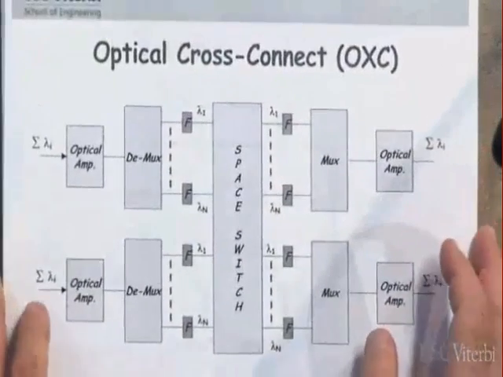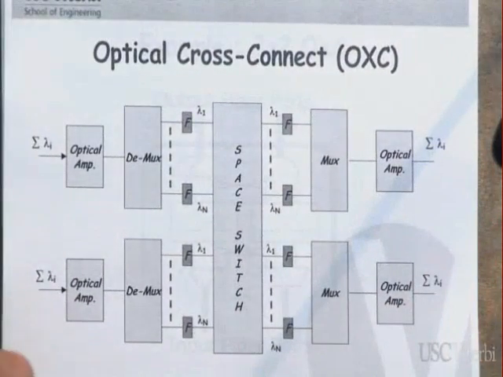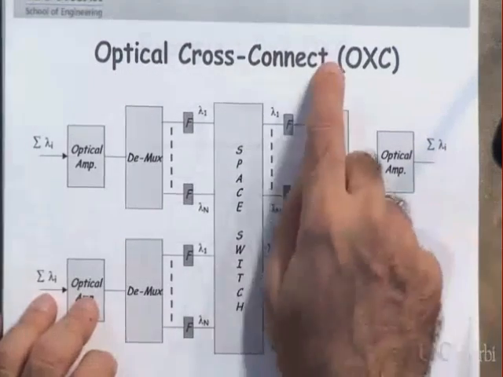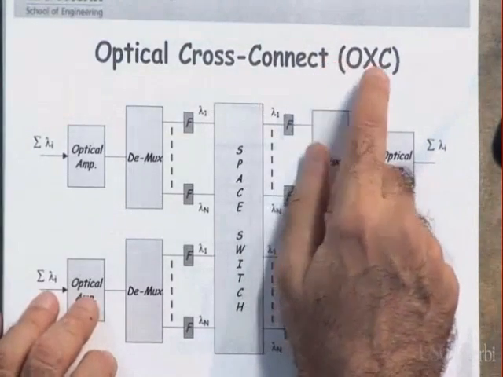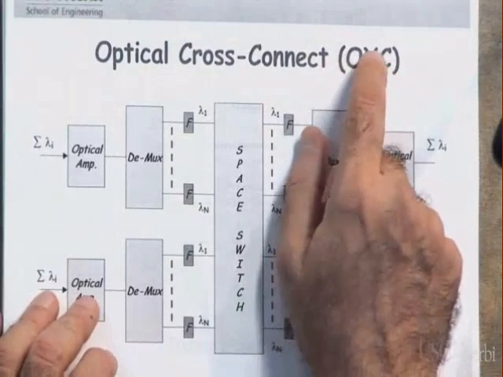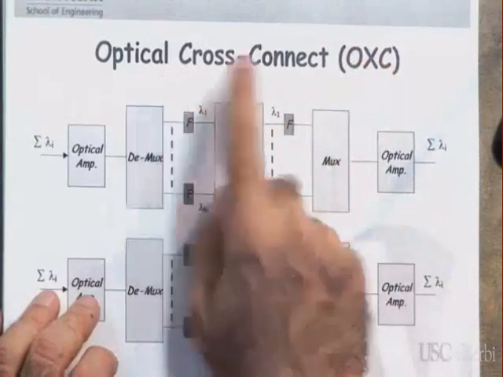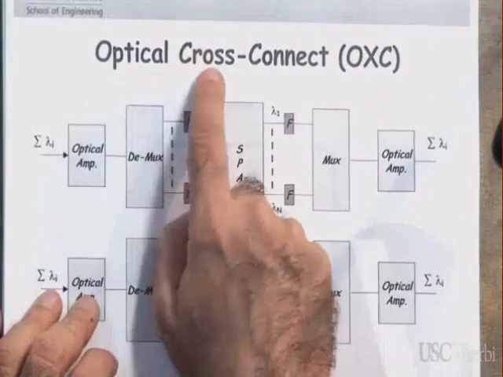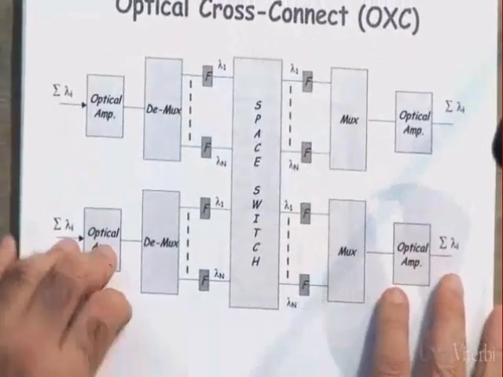This is what is known as an optical cross-connect. They call it an optical cross-connect, OXC. OXC stands for optical cross-connect. It's not OCC, it's OXC. X means the cross. Optical cross-connect. Let's see how this one works.